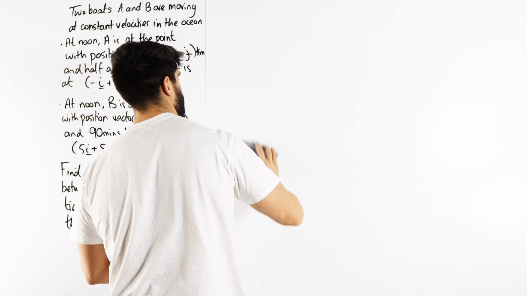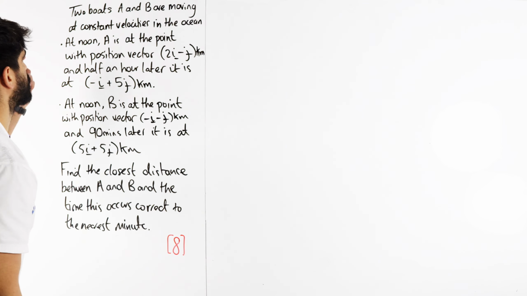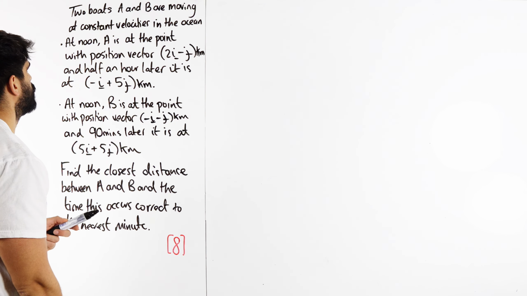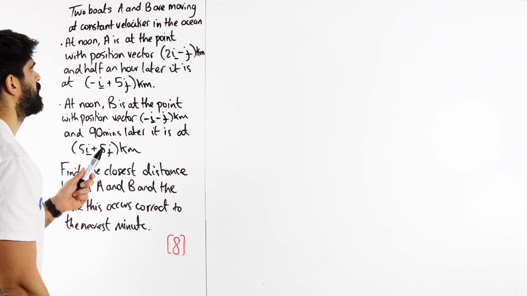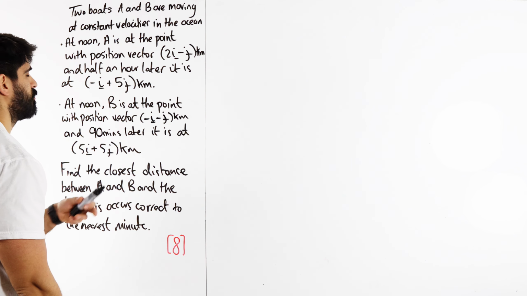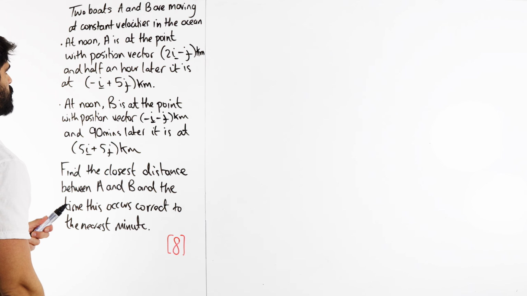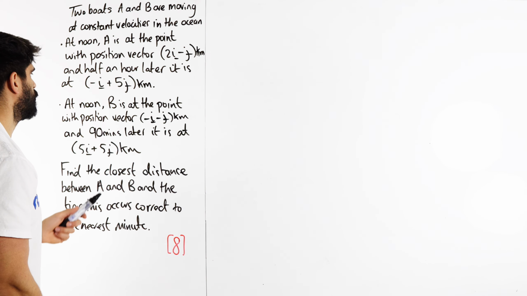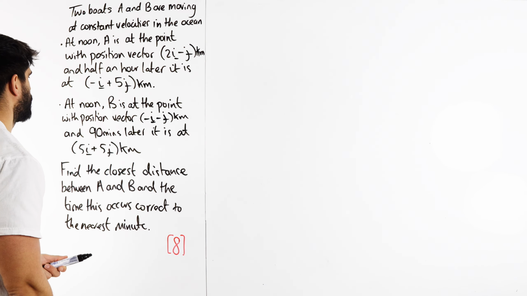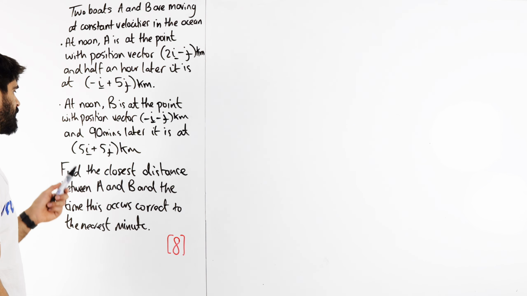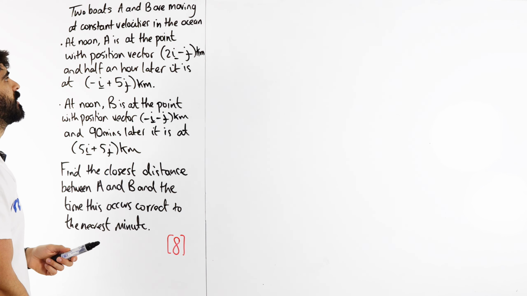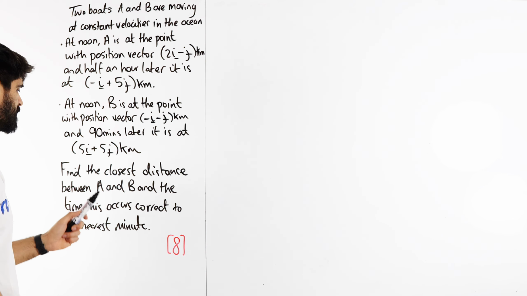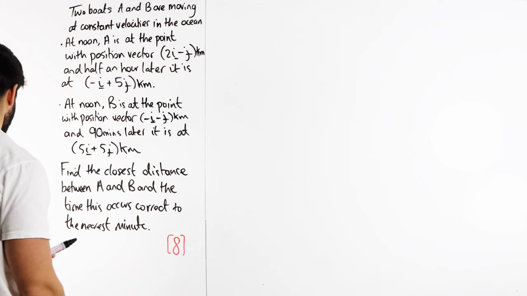Let's address this question. It says 2 boats, A and B, are moving at constant velocities in the ocean. At noon, A is at the point with position vector 2i minus j kilometers, all relative to the origin, obviously, if we're using i and j. And half an hour later, it is at this position. At noon, B is at the point with position vector this, and 90 minutes later, it's at this point. Find the closest distance between A and B and the time this occurs, correct to the nearest minute.